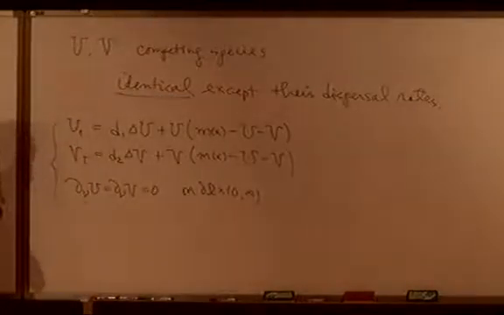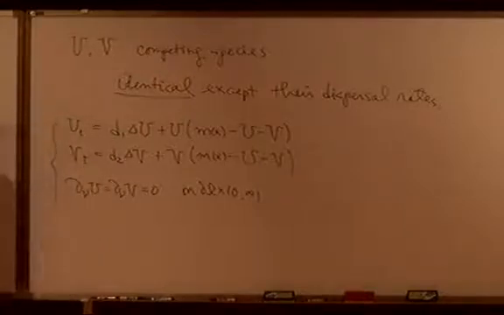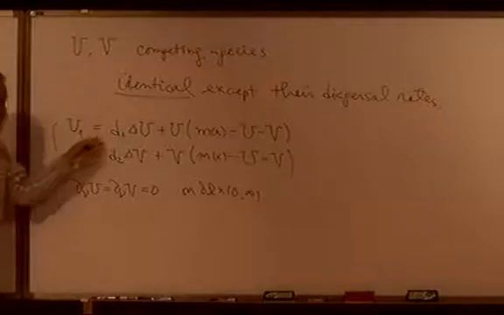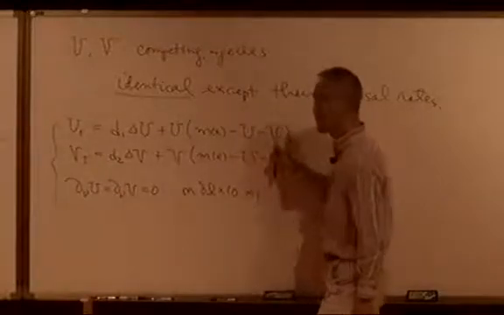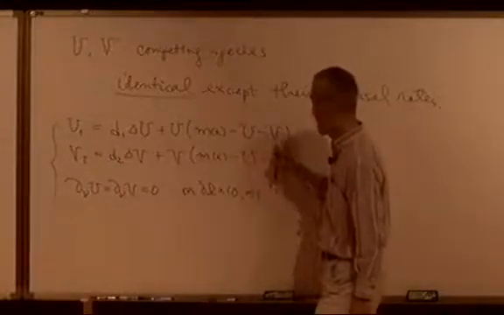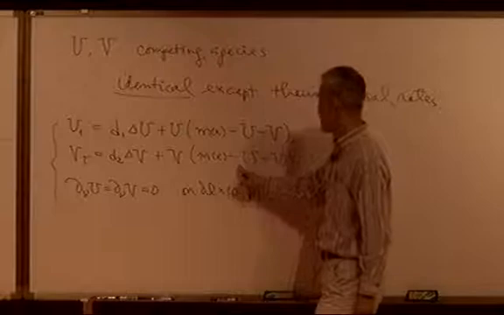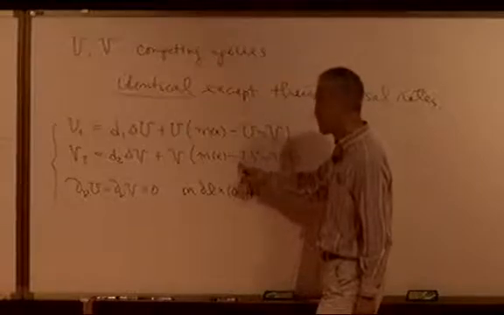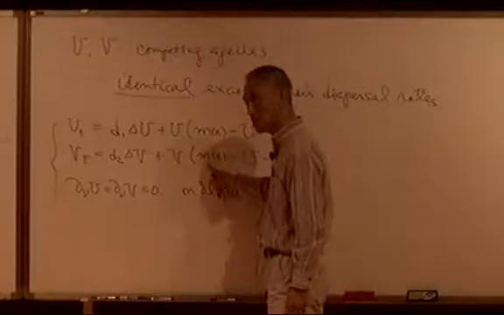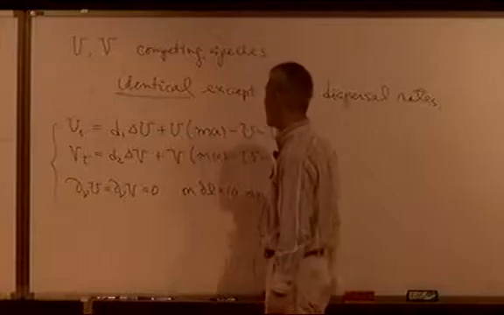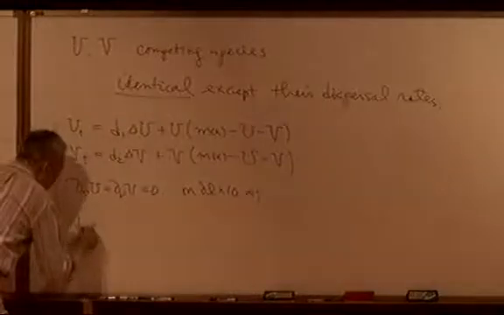So these two are identical, except D1 is different from D2. If D1 equals D2, they're identical, completely. So if D1 is different from D2, you see, this is the competition. The coefficient of V here represents the competition rate of V versus U. It's 1, same as this one. Same thing here. The competition coefficient here is 1. And they use the same resources at the same rate. So let's assume D1 is less than D2.